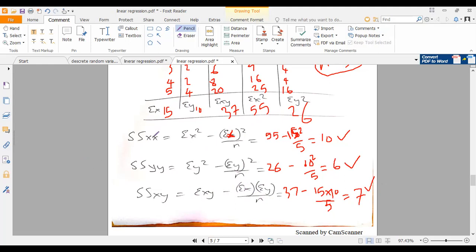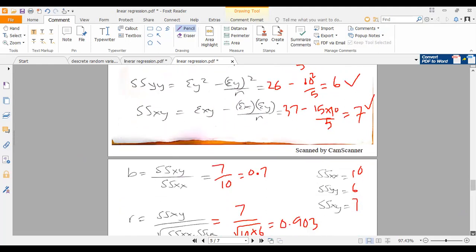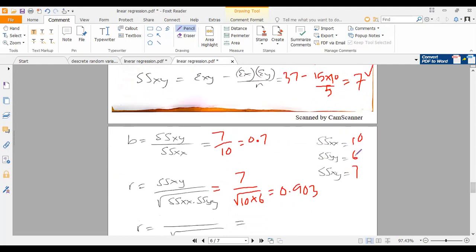After you find the sum of square xx, yy, and xy, you can summarize them here down. Xx is 10, yy 6, xy is 7. Then now this will be easy for you to calculate the rest.